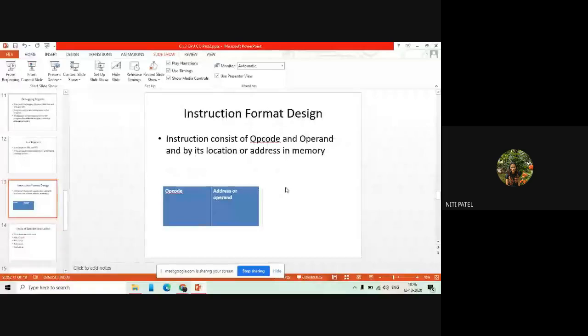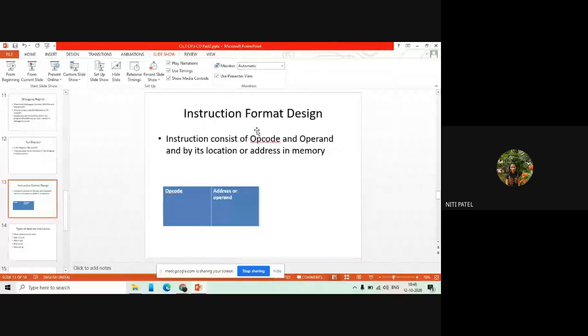Now, next topic we will be starting is the instruction format. Now we know that a program is a set of instructions. But what are these instructions and how are these instructions written for an assembly language program? That we will be studying. So what is the format of an instruction?